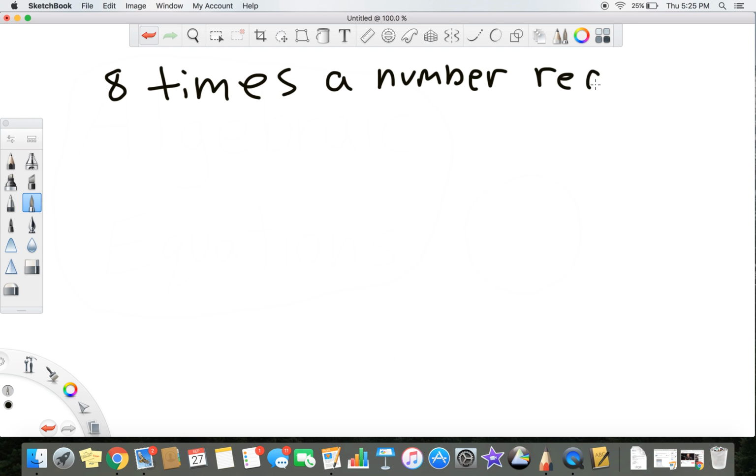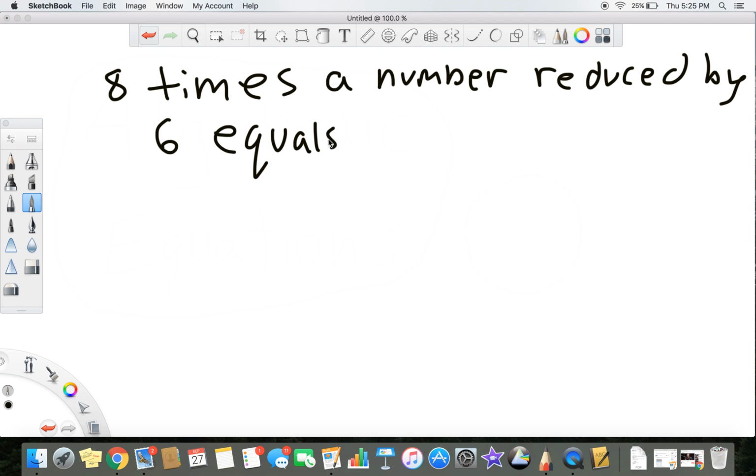Okay, so first off, let's do the sentence: 8 times a number reduced by 6 equals 2. This is going to force you to go back to I think 3 or 4 lessons ago when we talked about certain words and what their code words are in math. So for example, we've got times, reduced, and equals. Oop, I forgot to write 2 because it equals 2.